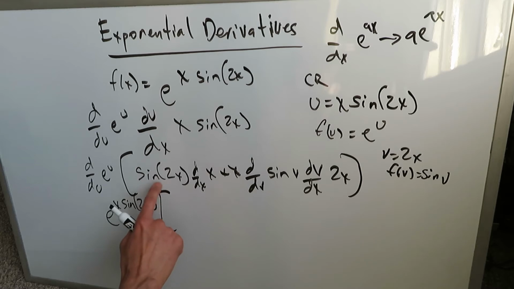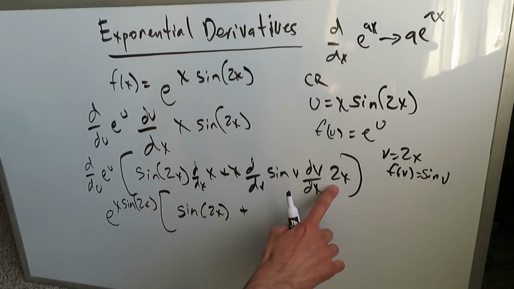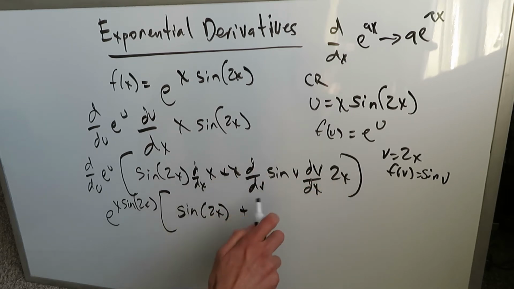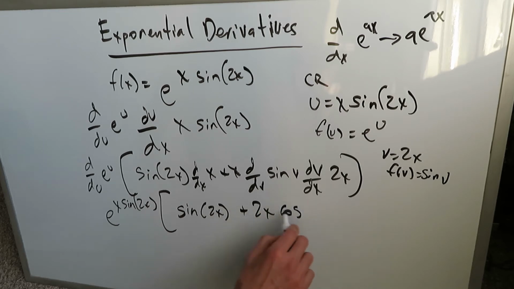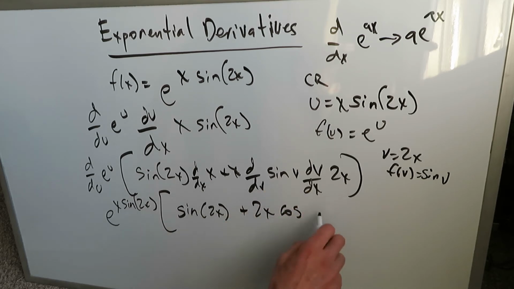Now look over here, sine 2x with the derivative of x, which is just a 1, is going to stay as sine 2x. Now look over here, x will multiply by the derivative of 2x, which is just 2. So 2 times x is 2x, and derivative of sine v will be cosine. Derivative of sine x is a cosine x, derivative of sine v is a cosine v, but we substitute back for that v, and this is what we get.